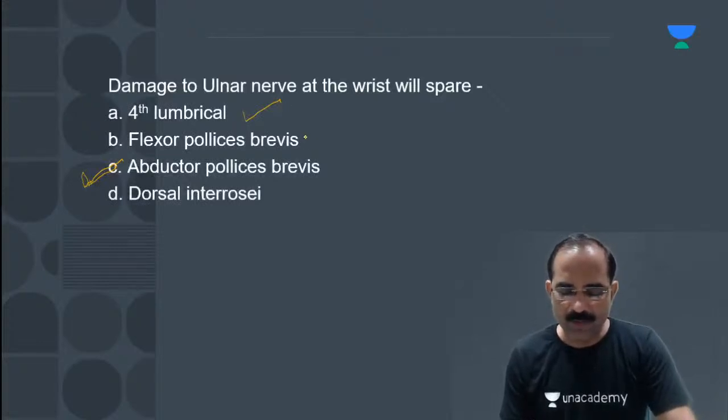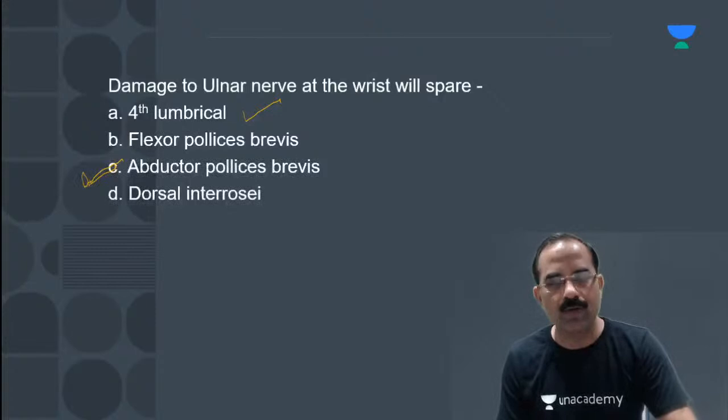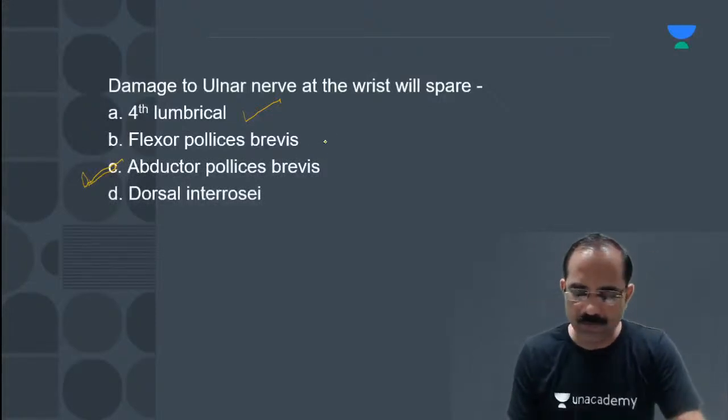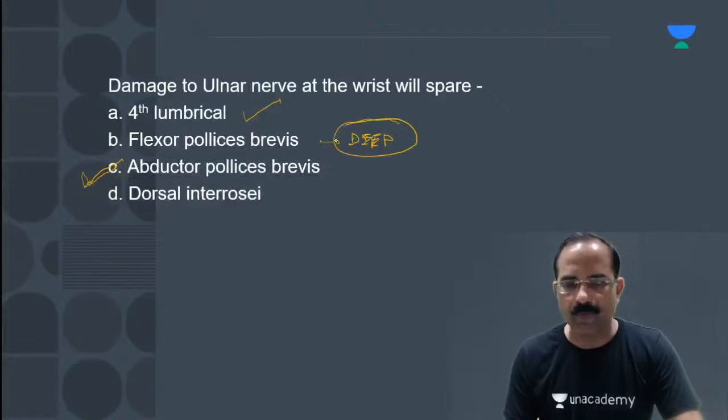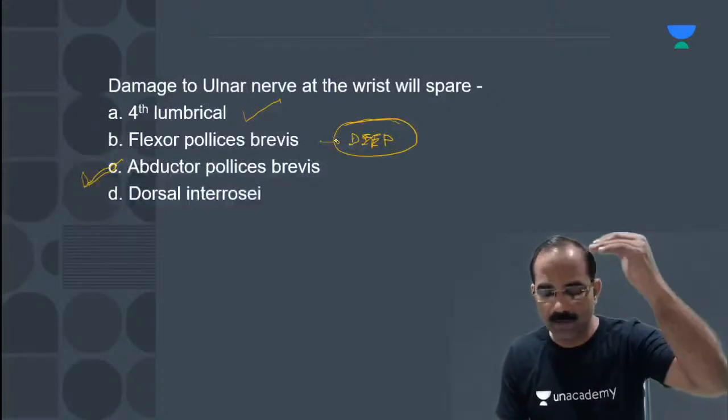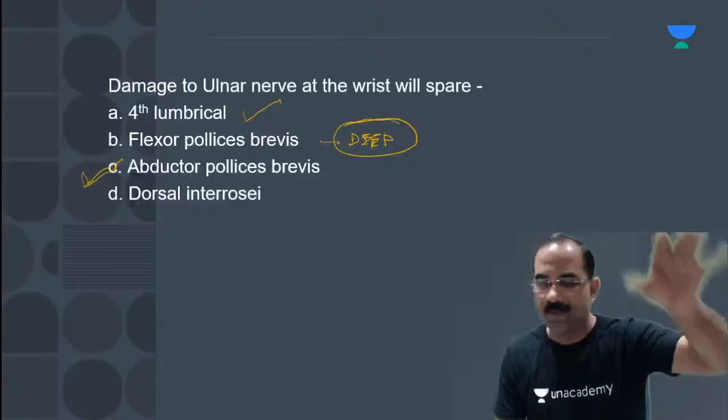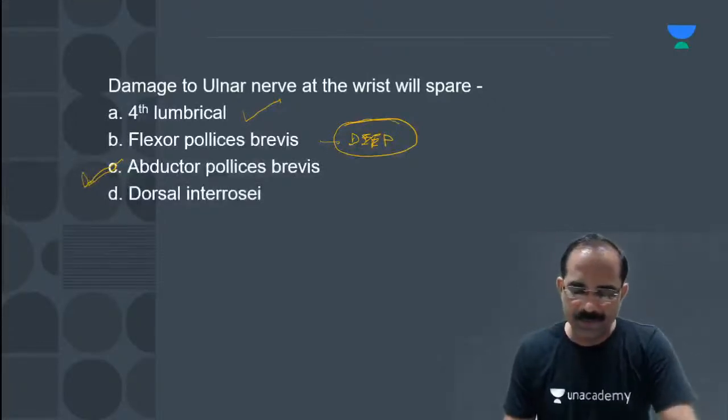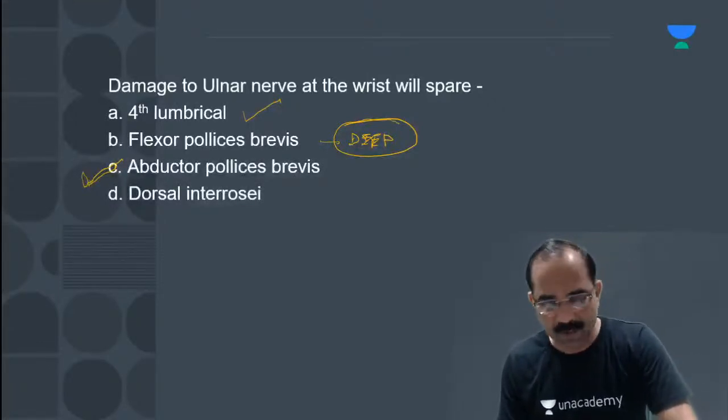The flexor pollicis brevis, which head would be involved? The deep head. The deep head of flexor pollicis brevis would be involved. The superficial head is supplied by median nerve, so that would be spared.